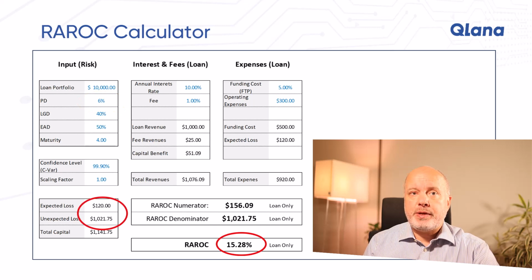The reason for this increase is the unexpected loss that goes up from 966.49 to 1021.75. At the same time, the expected loss grows from 100 to 120. The increase in economic capital also led to a small increase in the capital benefit, which does not significantly influence the end result.